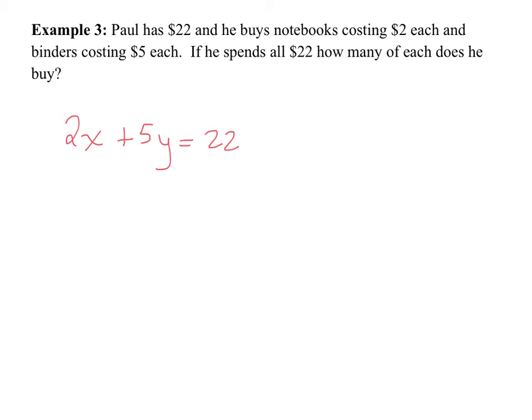Now, can you have fractions of a binder? Can you have half a binder? No, you can't have half a notebook. I mean, technically you could, but you can't buy half a notebook at the store. So what it means really is that our domain and range are limited to what types of numbers? Integers. Yes, specifically, you can't have negatives, so you can be even more specific than integers.